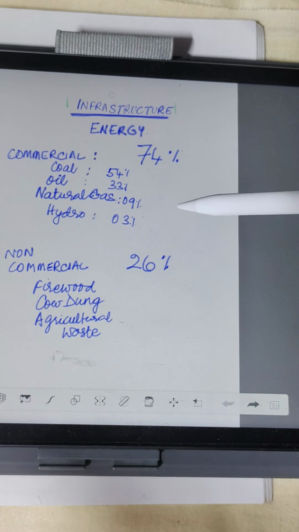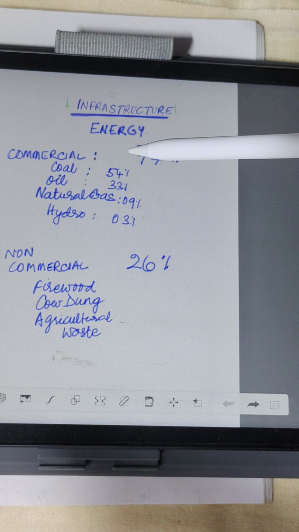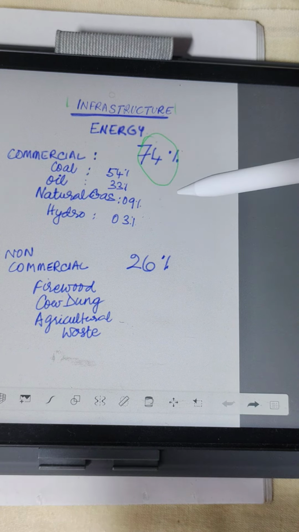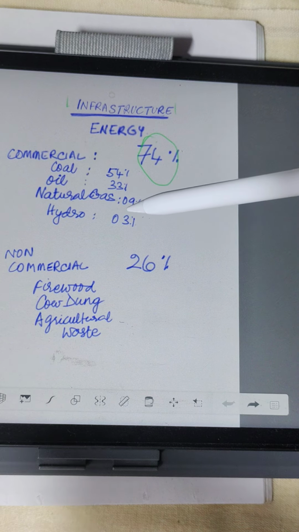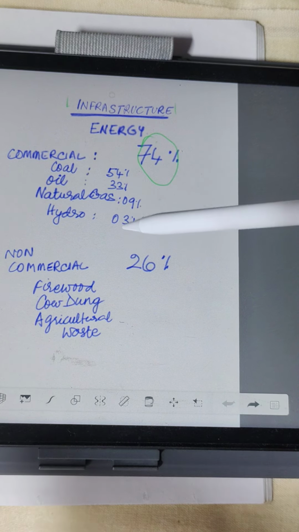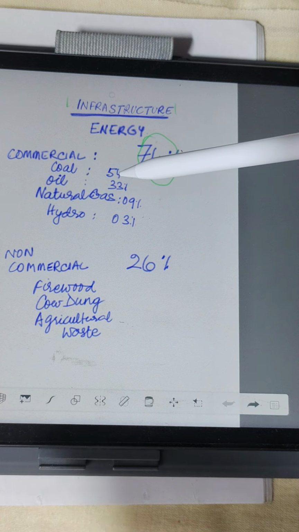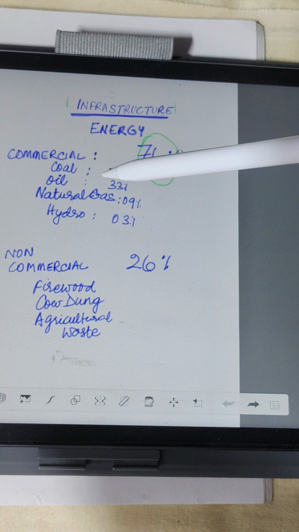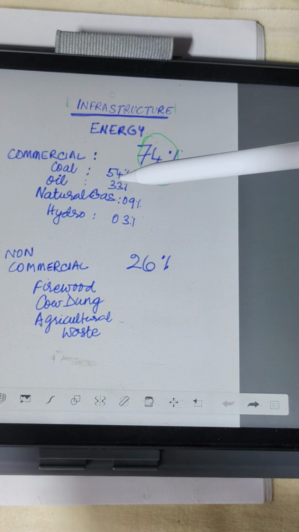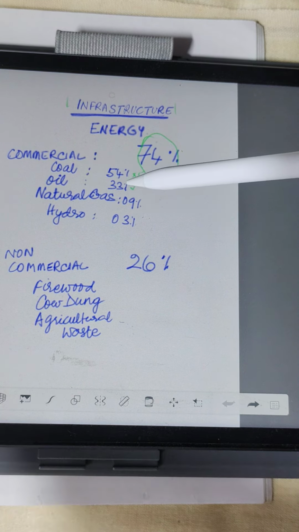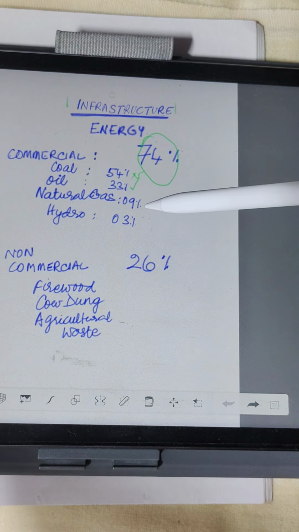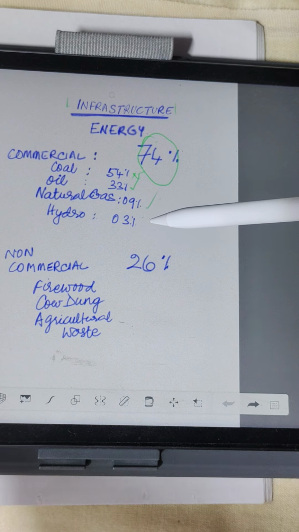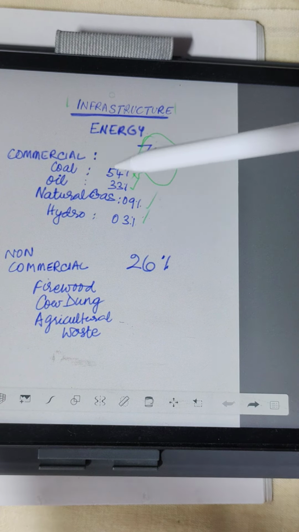So if we see the consumption pattern of the commercial energy in India, commercial energy consumption makes up for 74% of the total energy consumed in India. This includes coal. It has coal share of 54%, as you can see. Then you have, followed by oil, oil has 33% and natural gas at 9%. And hydro energy is for 3%. So this is how, that's the breakup.